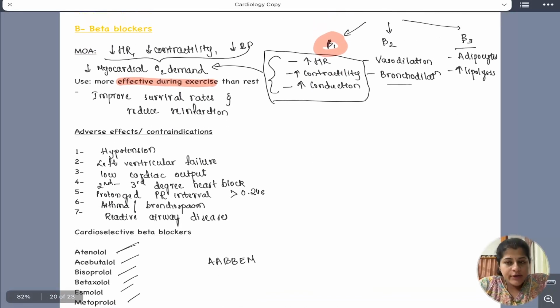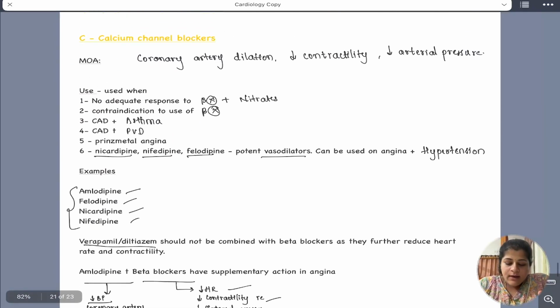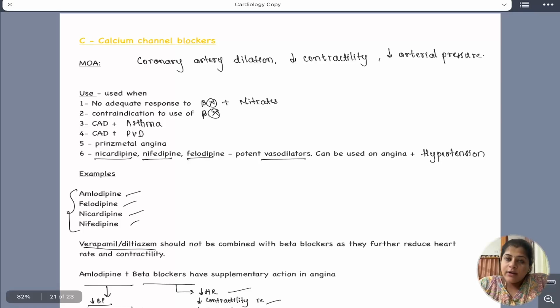Important thing about beta blockers is they improve the survival rates and they reduce reinfarction rates. To reduce the extra cardiac adverse effects, you can use cardioselective beta blockers, which is AABBEM. Then wherever you cannot use beta blockers, or if the patient has coronary artery disease with asthma or Prinzmetal angina, or coronary artery disease with peripheral vascular disease, or coronary artery disease with hypertension, the preferable one is calcium channel blocker.